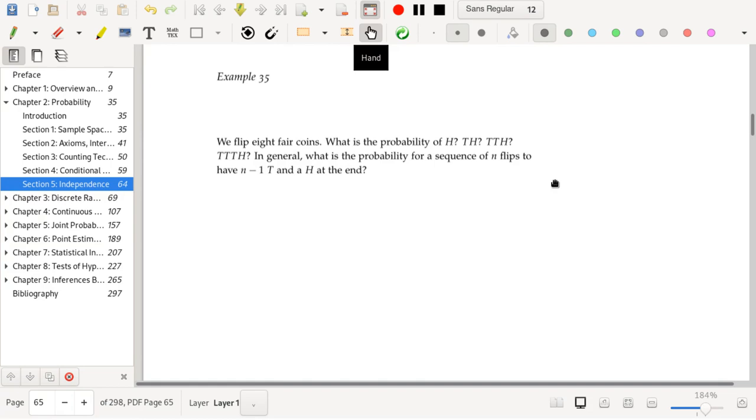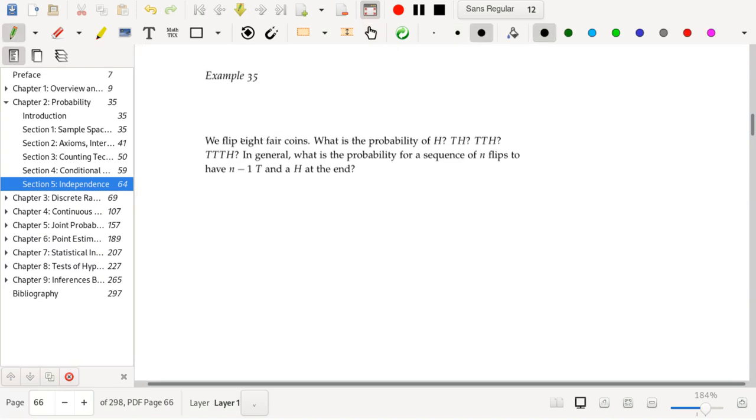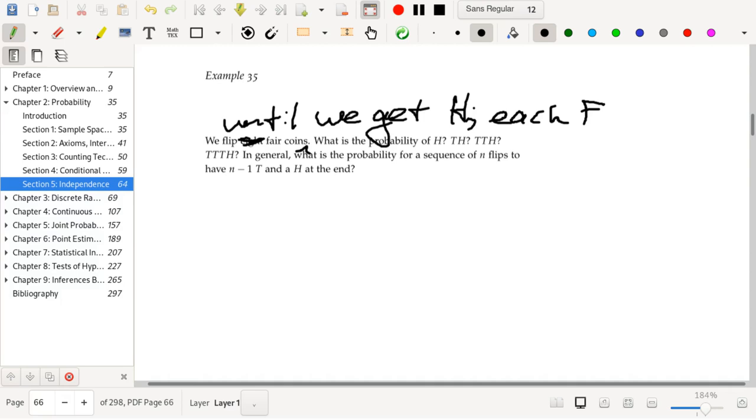This example is supposed to motivate, maybe you remember when I was talking about flipping a coin to get heads, this example is supposed to motivate our assignment of probabilities in that situation. So we're going to flip, remove the 8 part. I don't know why that was there. So flip fair coins until we get heads. And furthermore, each flip is independent. Okay, so what is the probability of heads? Tails, heads, tails, tails, heads, tails, tails, tails, heads.